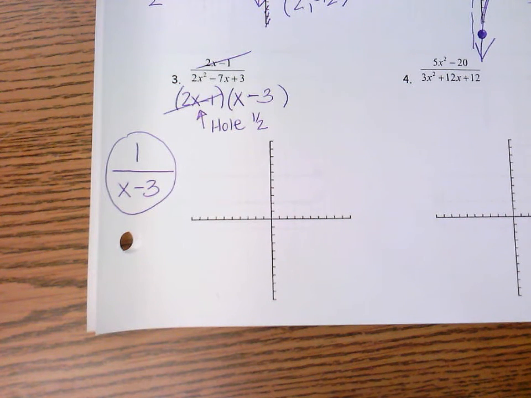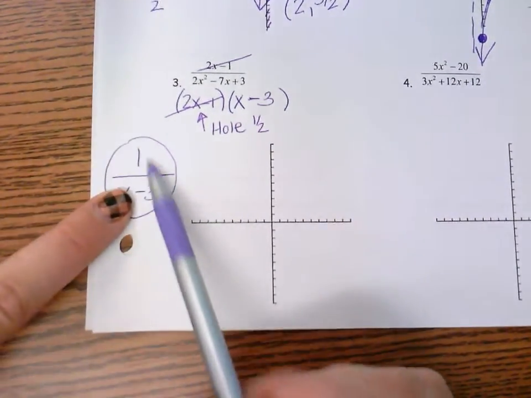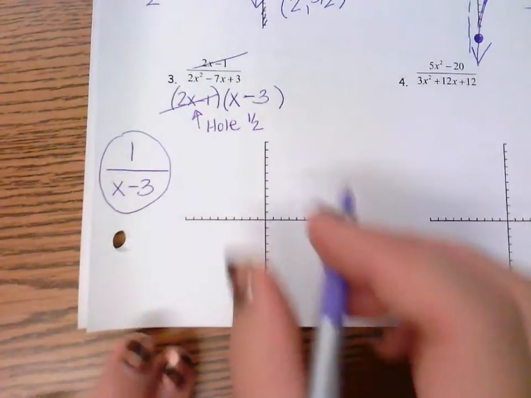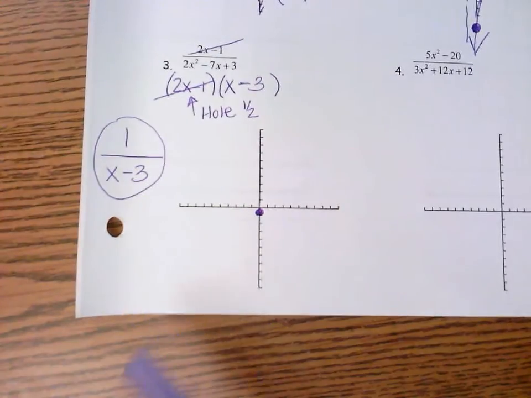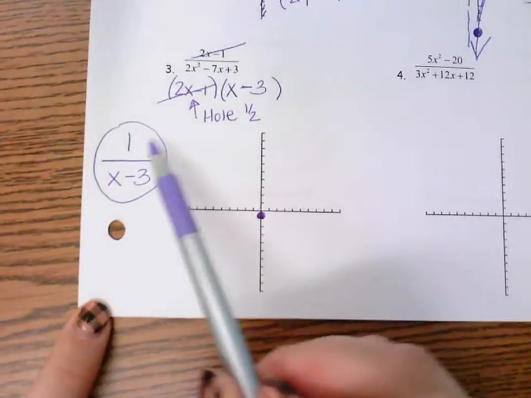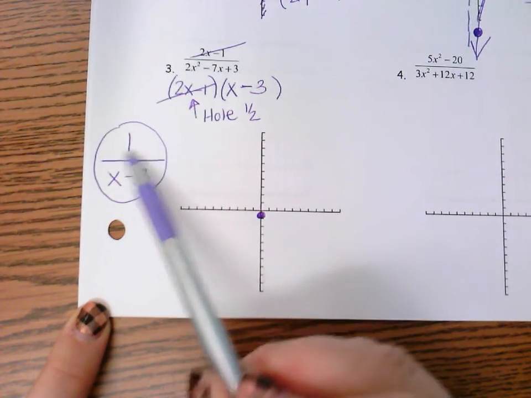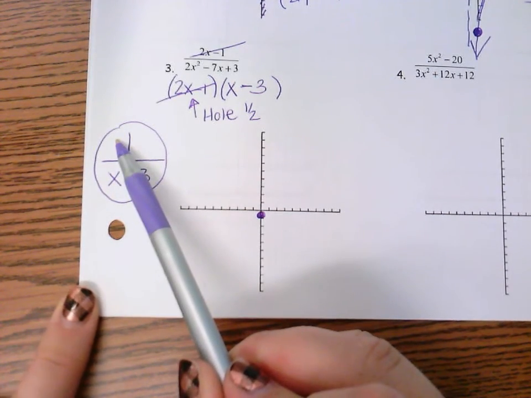So I'm going to do my y-intercept first. Plug in 0. What do you get? So that's gone. So negative 1/3. So 0, negative 1/3 is somewhere in there. Let's see, x-intercept. I'm not going to have any, right? Because my numerator is always going to be 1. It can never be 0. So no x-intercepts.